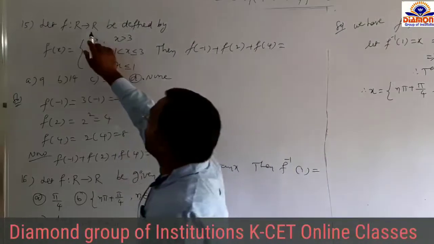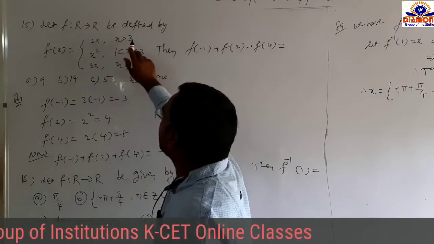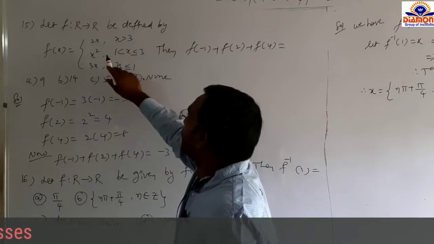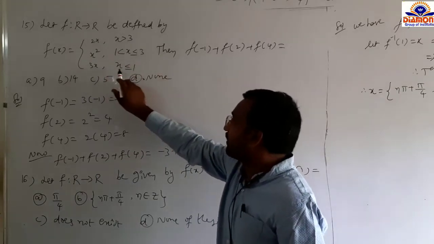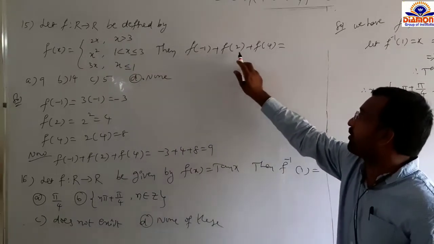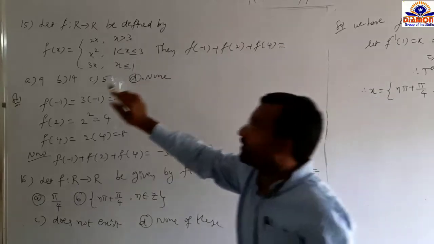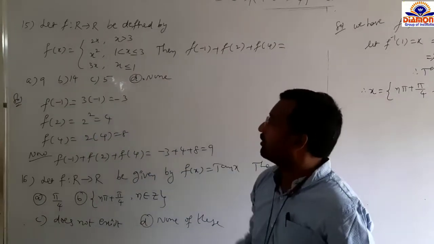Let f mapping from R to R be defined by f of x equals 2x if x is greater than 3, x squared if 1 is less than x less than or equal to 3, and 3x if x is less than or equal to 1. Then calculate f of minus 1 plus f of 2 plus f of 4. Option A 9, option B 14, option C 5, option D none.